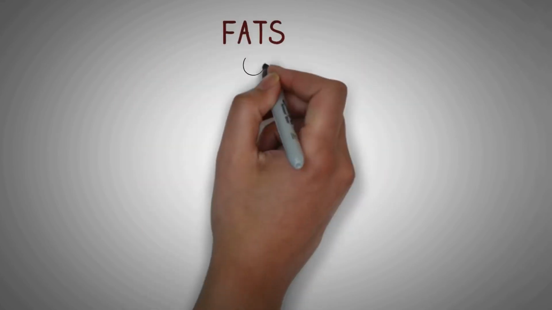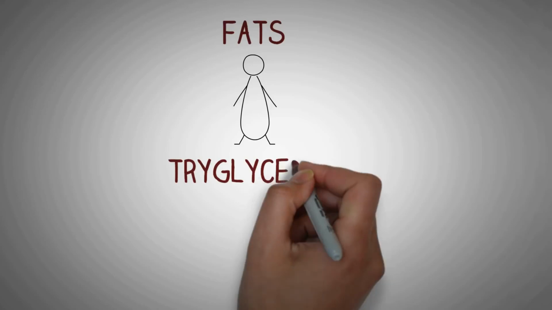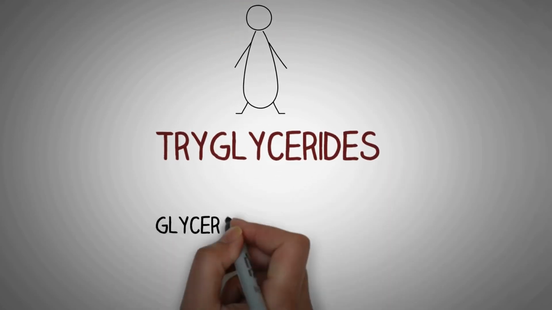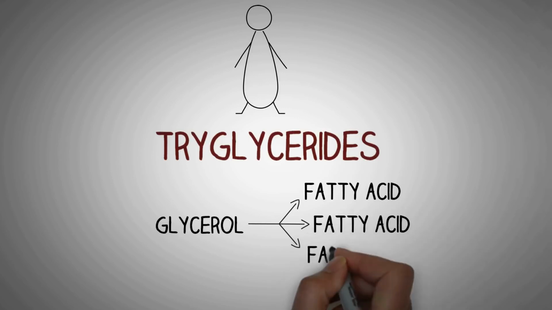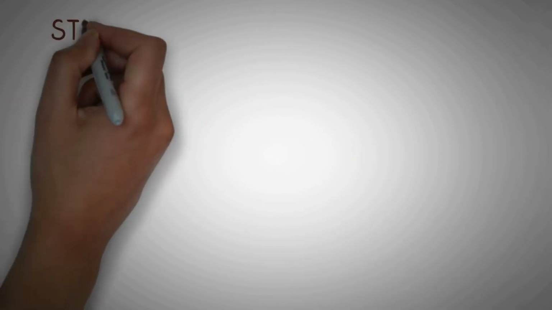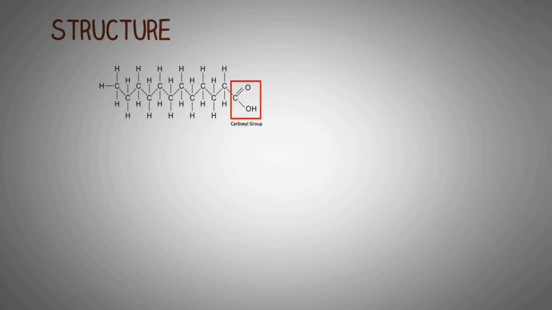Now, fats are stored in the human body in various forms, and one of the major storage forms is triglycerides. Triglycerides are composed of a single molecule of glycerol attached to 3 molecules of fatty acid. It is important to understand the structure of a fatty acid. Here are 2 images that depict the chemical structure of a fatty acid.